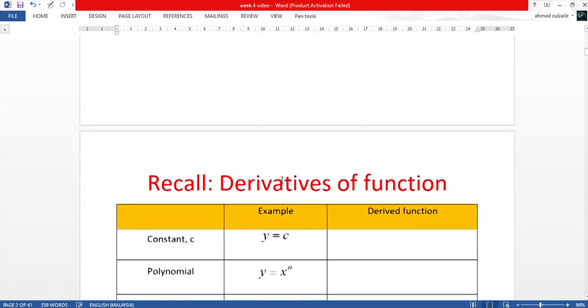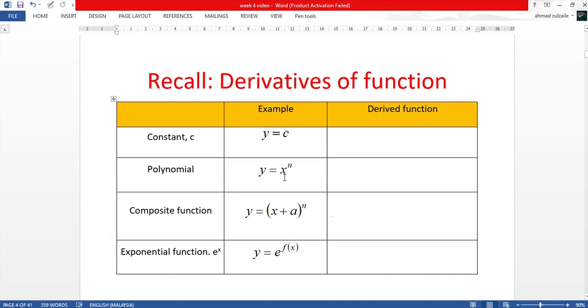So we start with the recall from the previous chapter. Last time in week number 2 and week number 3 we discussed derivative part 1 and part 2, right? So we just do a quick recap about the previous lesson. Here we have a table of differentiation, a table of derivatives for functions.